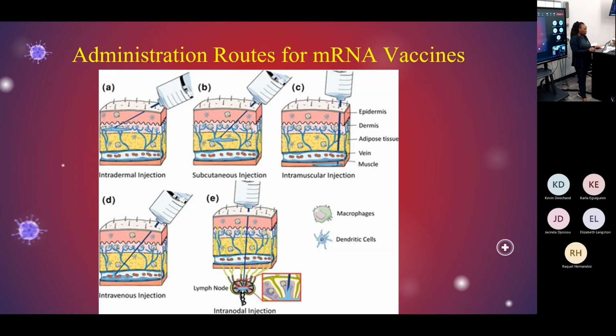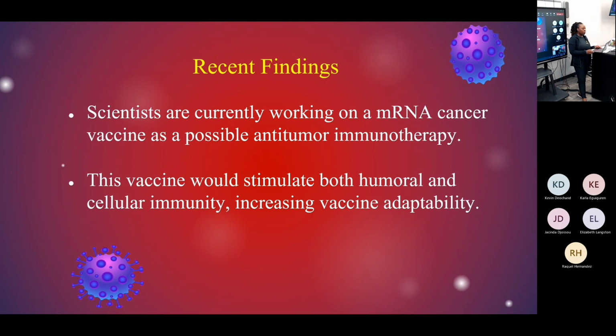the systemic circulation. And then finally, you have intranodal injection. So the vaccine is administered directly to the peripheral lymphoid organs, where the T and B cells are. And this method is not really used because it's a complicated procedure and it involves the use of ultrasound for guidance. All right, so now let's talk about some recent findings.